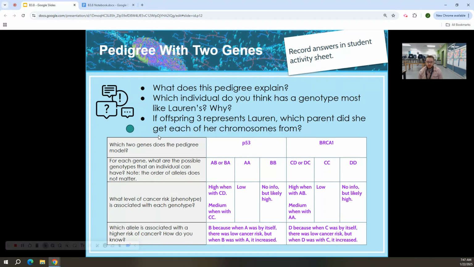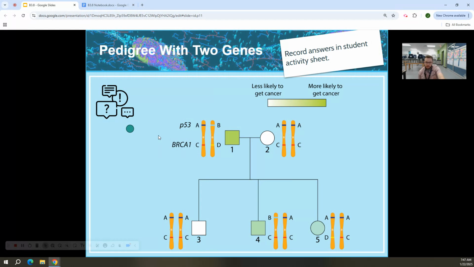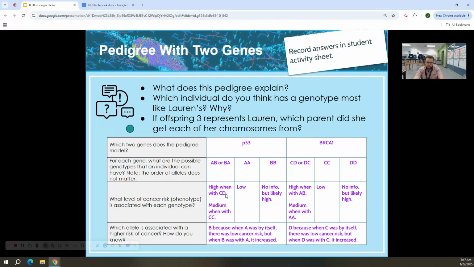We know the possible genotypes, right? I can have an A and a B, or BA. It doesn't matter. Either way, I have A and B as my two possible alleles. I could have that. I could also have two A alleles, or I could have two B alleles. We see all of those combinations represented here. You have an A and a B here. You have an A and an A. You also have BA, like AB, they're the same, or AA.